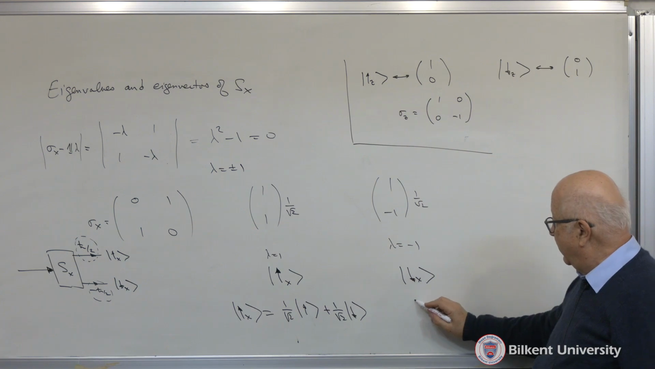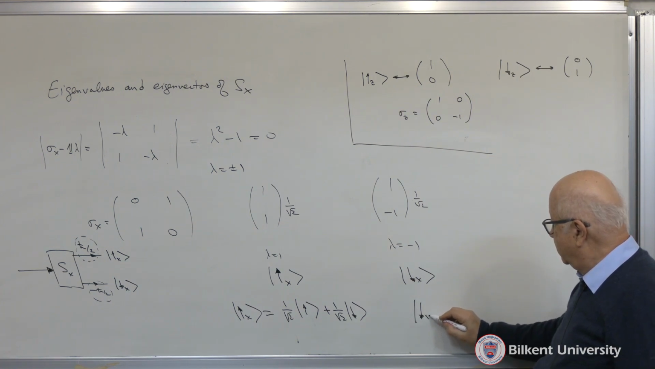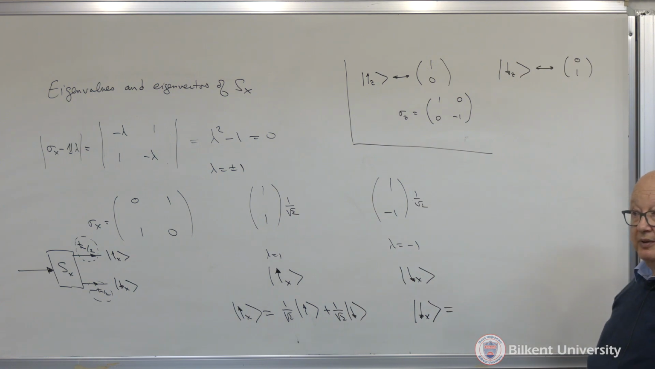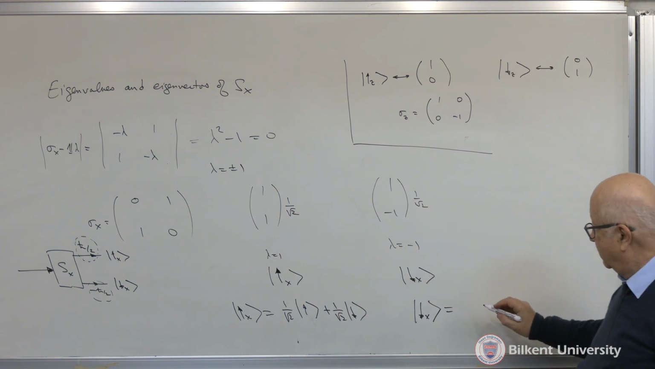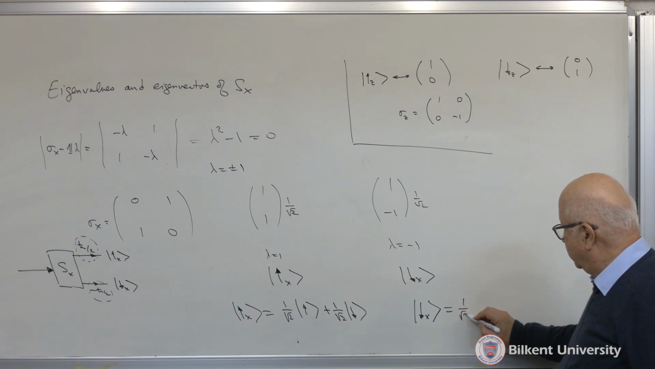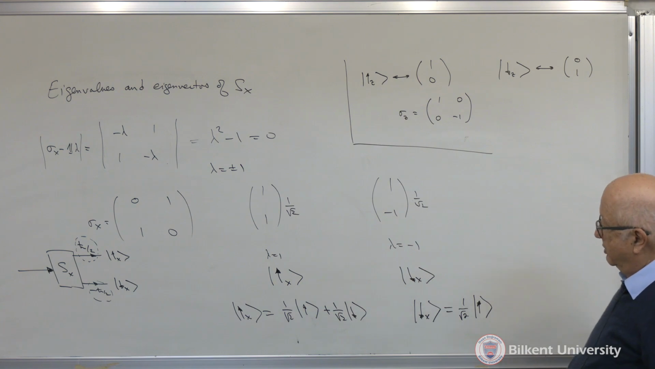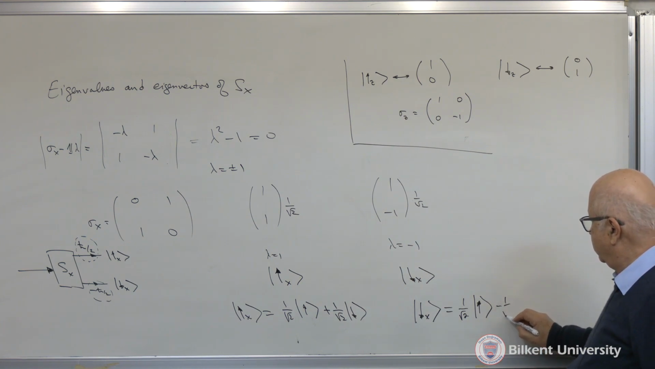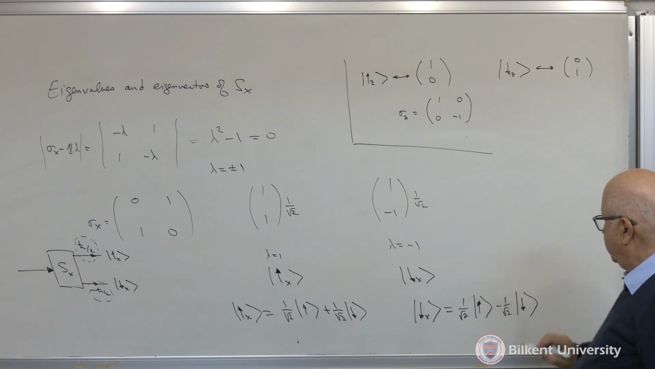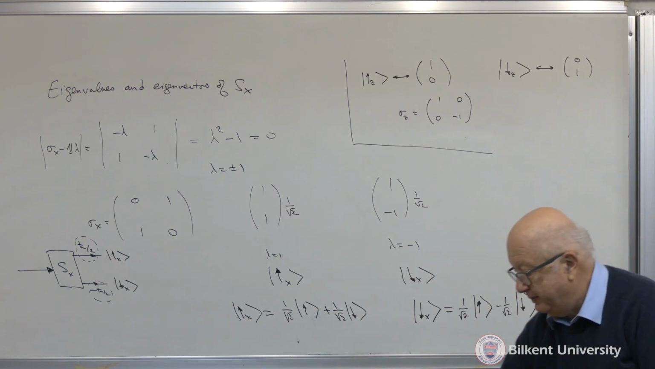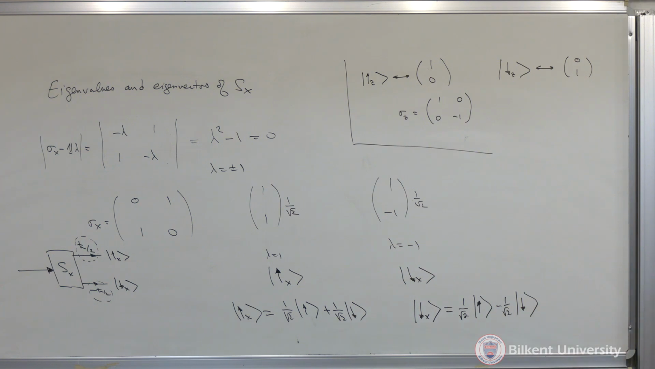Similarly, down x is equal to what? Okay, 1 over root 2 up z minus 1 over root 2 down z. All right, so now let's develop our experiment one more step.